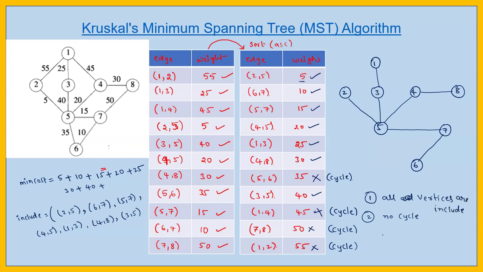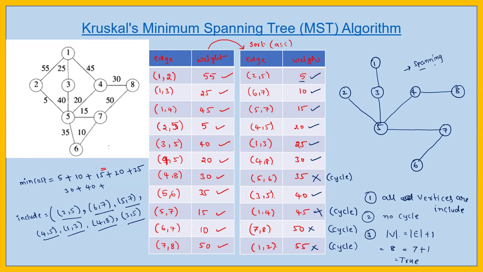Next, and last thing, I need to test that number of vertices is equal to number of edges plus 1. So what is the number of vertices? Total number of vertices is 8. How many edges are included? First edge, second edge, third edge, 4, 5, 6, 7. So total 7 edges plus 1. So is it true or not? Yes, this is true. So what is the graph that is formed or generated right now? This one follows the rules of a spanning tree.